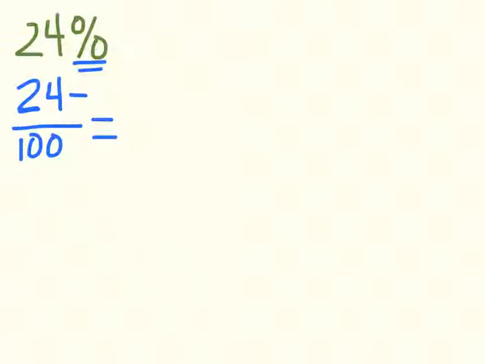So the first thing we'll do is rewrite this as a fraction, which will be 24 over 100. Remember that percent sign means out of 100 or per 100, so we have 24 out of 100. Now we simply simplify this fraction. Each is divisible by 4, giving us 6/25. So 24% written as a fraction in its simplest form is 6/25.